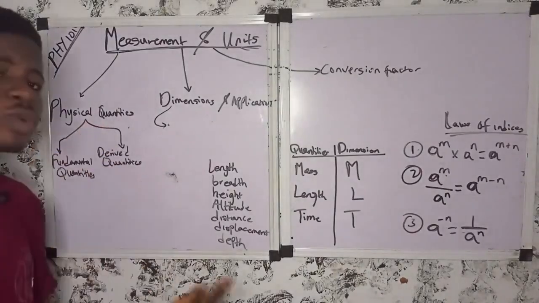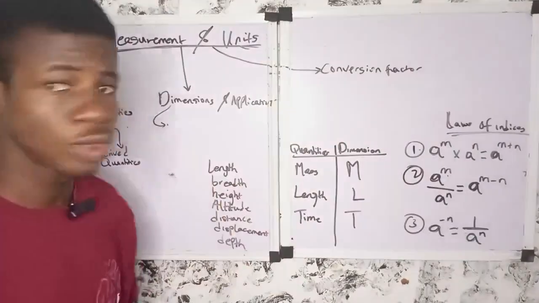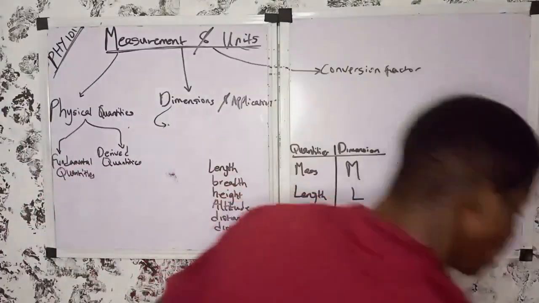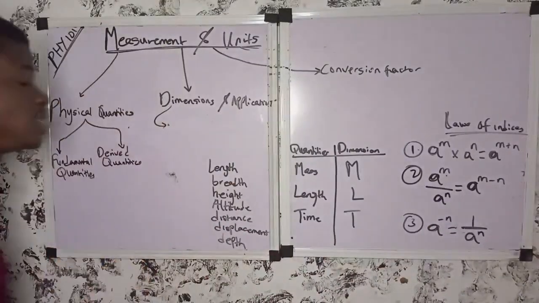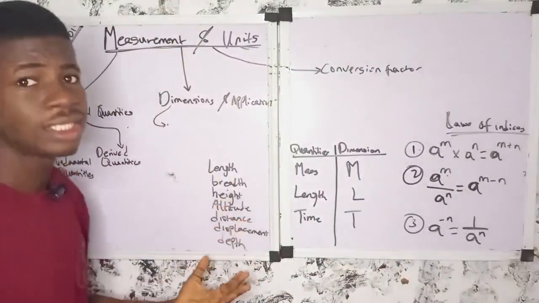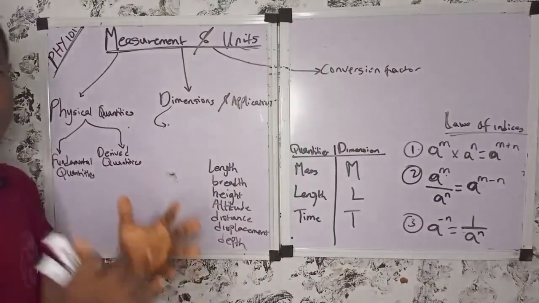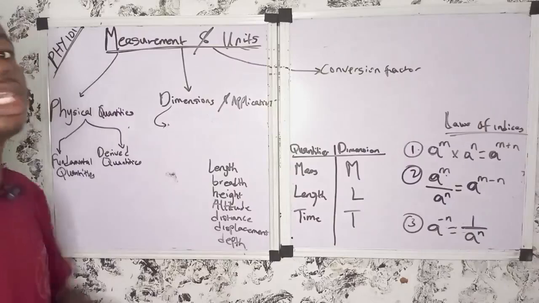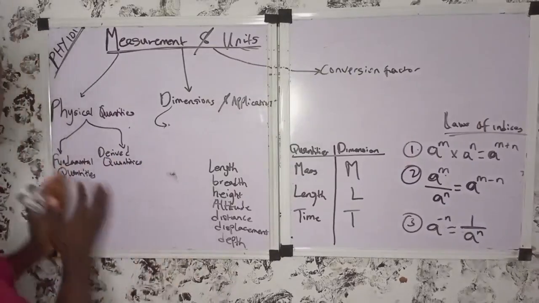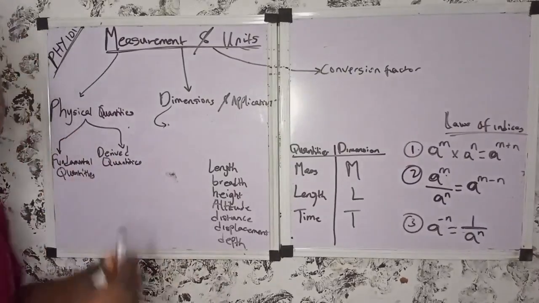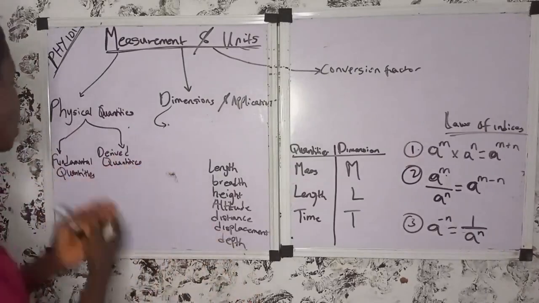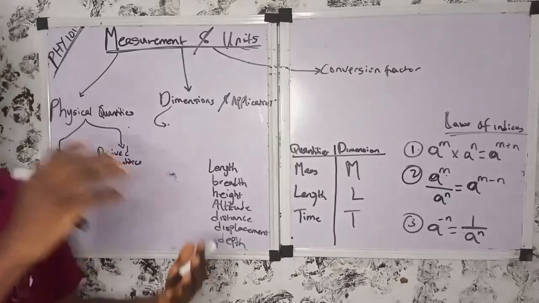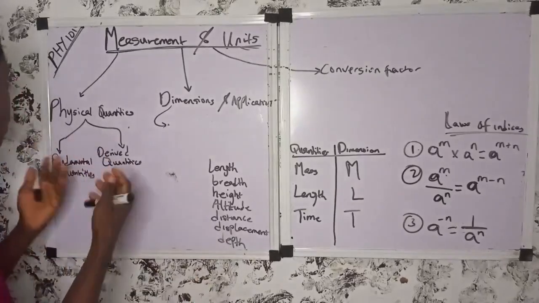Now, physical quantities, there are two types of physical quantities. We have the fundamental quantities as well as the derived quantities. Now, what are fundamental quantities? Fundamental quantities, they are basic quantities in which all other quantities are gotten from. So the important thing you need to take note of here is that fundamental quantities are basic quantities in which other quantities are gotten from.